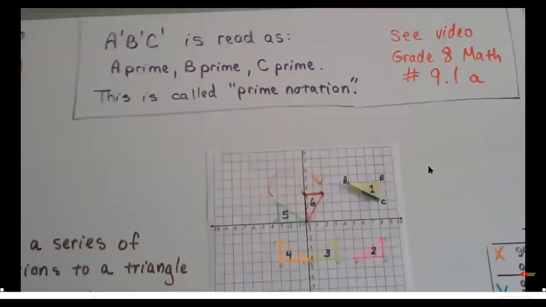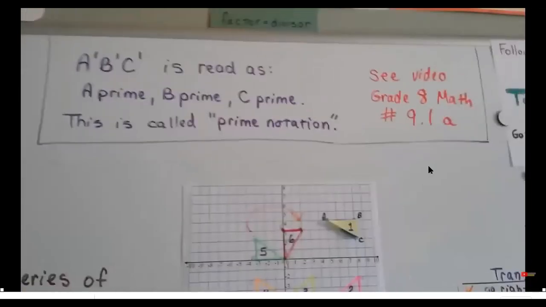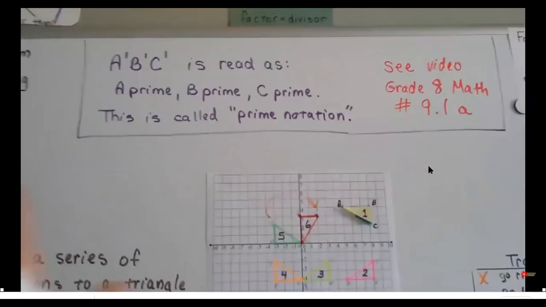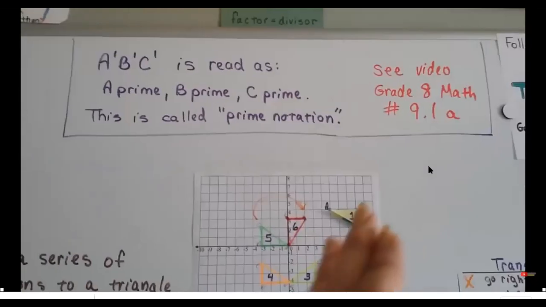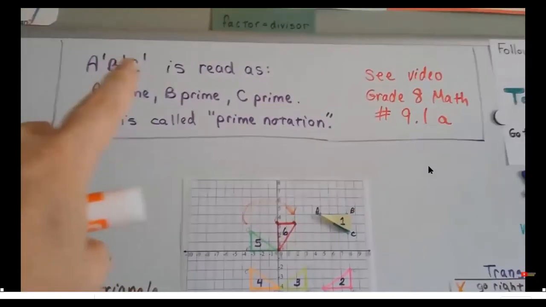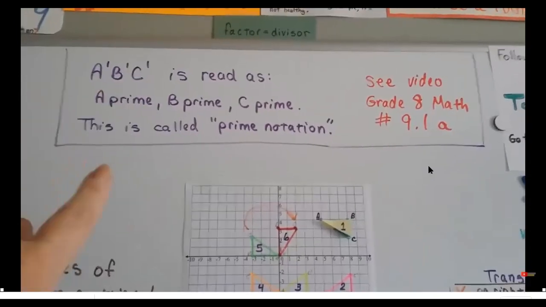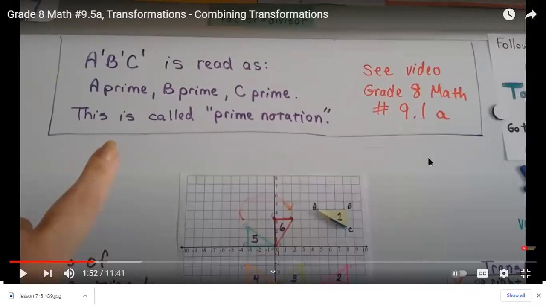Okay? So, the other thing I want to cover real quick is if you don't know what this is, you need to go back to 9.1a and start watching the videos and move forward from there because you're going to be really confused. When you see these little tick marks after the letters, we read it as A prime, B prime, C prime, and it's called prime notation. So what's the little mark above the letter? That means what?